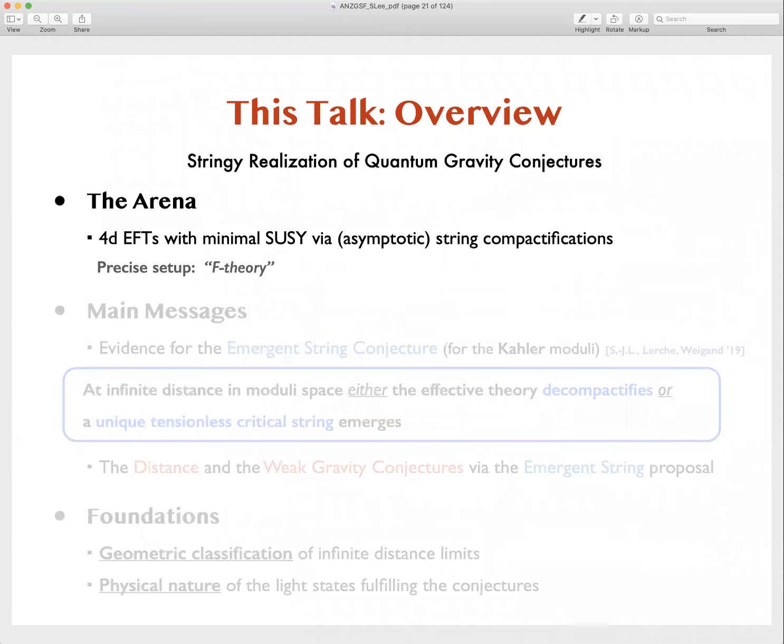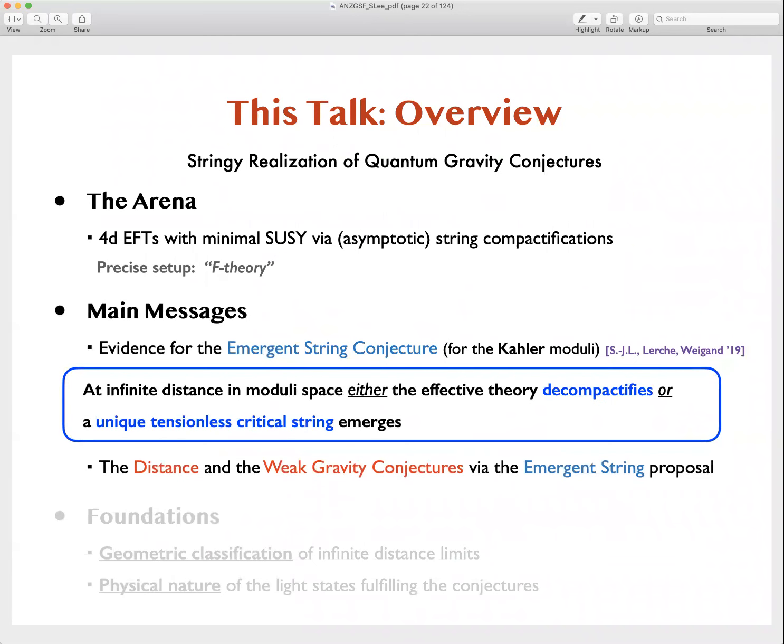To be more concrete, our arena will be 4-dimensional EFTs with minimal supersymmetry obtained by string compactifications, with the precise setup being the so-called F theory. And here are the main messages I will try to convey in this context. Firstly, strong evidence is found for the emergent string conjecture, of which the claim is the following. At infinite distance in the moduli space of quantum gravity, either the theory decompactifies or a unique tensionless critical string emerges.